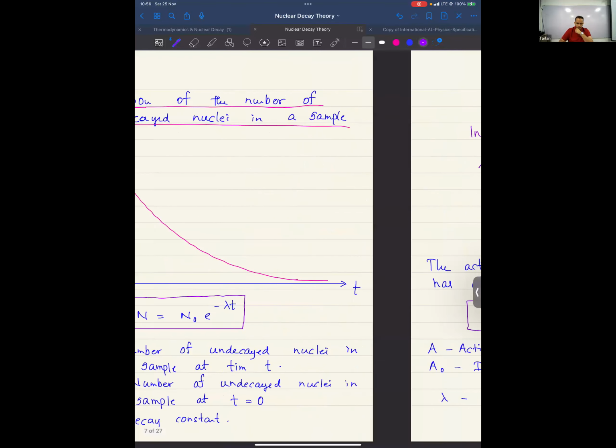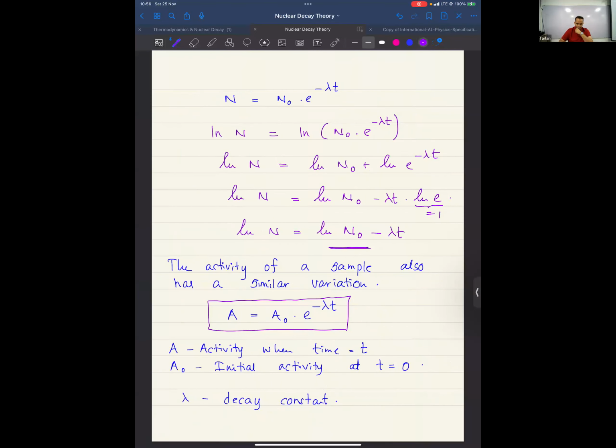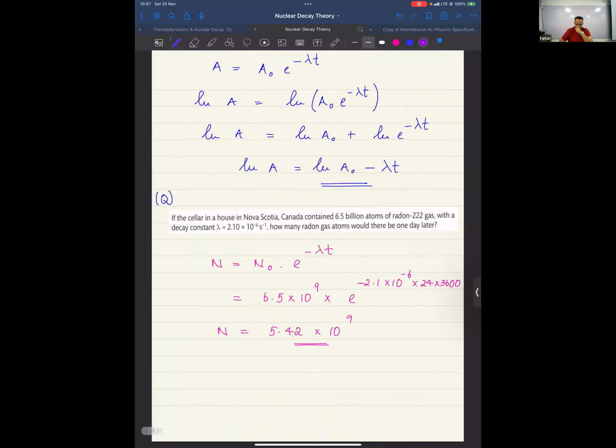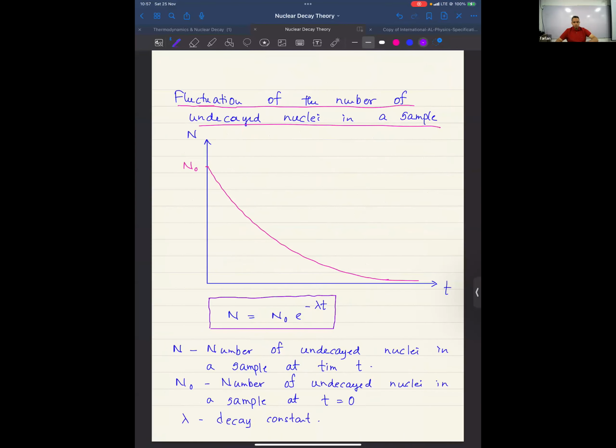Right, on to the next subtopic. Fluctuation of the number of undecayed nuclei in a sample.